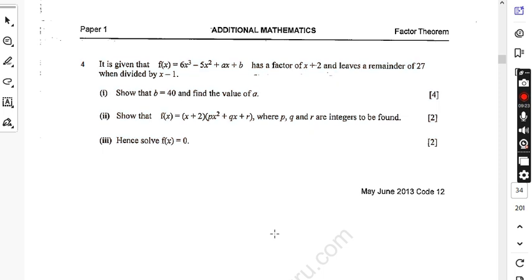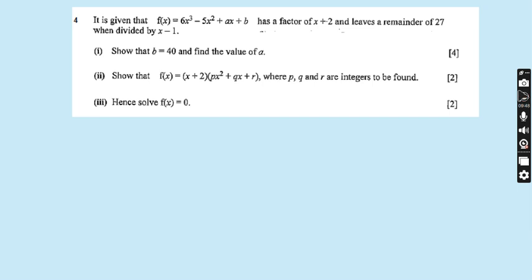It is given that f(x) equals 6x cube minus 5x square plus ax plus b has a factor of x plus 2 and leaves a remainder of 27 when divided by x minus 1. Show that b equals 40 and find the value of a. This question came in May-June 2013, paper 1-2, part 1. This part has 4 marks.